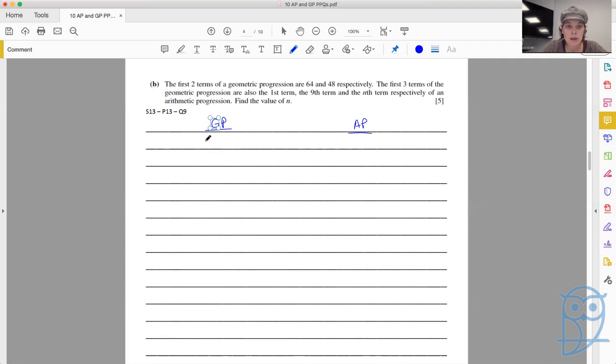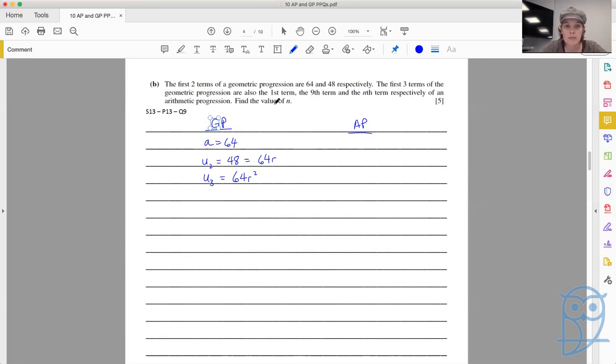Okay, so we have a GP, we have an AP. First two terms are, so A equals 64, U2 equals 48, equals AR, and U3, we're not told anything about it. But we do know that it equals 64R squared, because AR to the n minus 1.